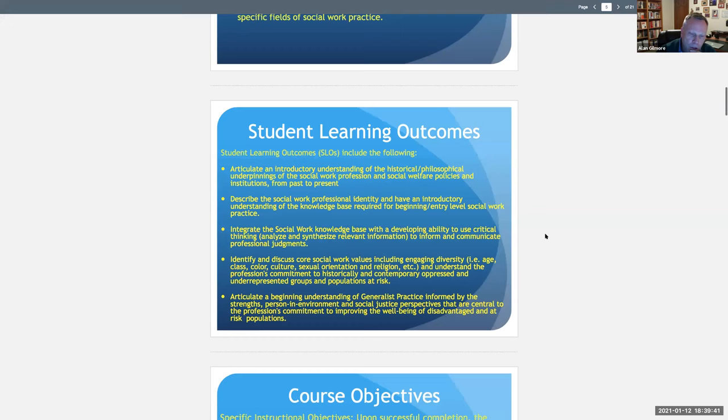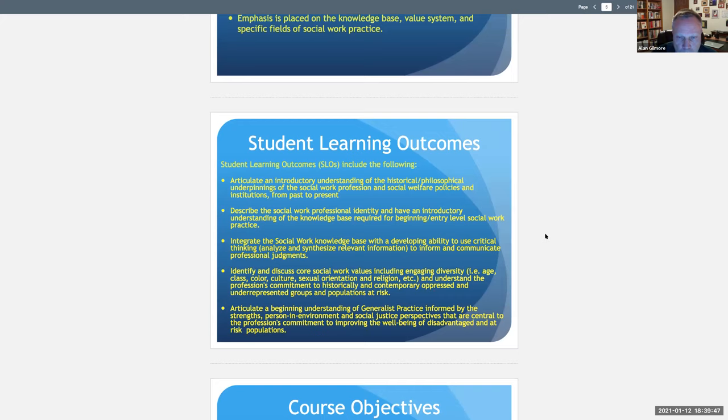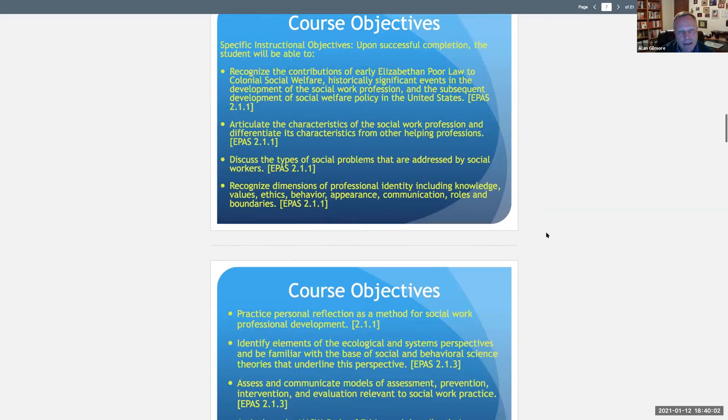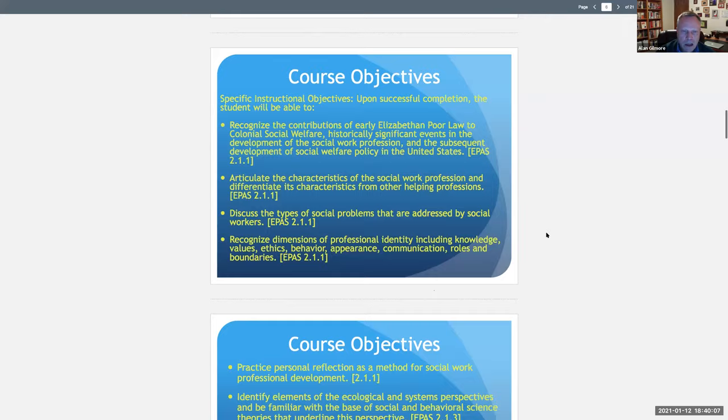Here are the learning objectives. I am not going to read these to you. You can take a look at them yourself. And here are the course objectives, of which there are many. But what we will do as our very last class is we'll go back and take a look at these and see whether these got accomplished or not. But this is what you should be expecting from me in terms of what you should be learning.